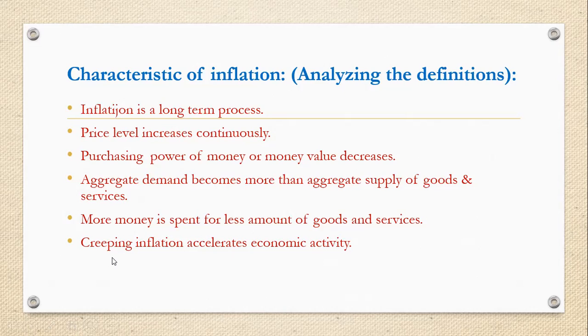So when price increases by 2 to 3%, that is a slow price increase, the rate of increment of price is slow, that is 2 to 3%. That type of inflation is called creeping inflation, and that accelerates economic activity, because when the price of products increases slowly, then more or less people can adjust with that increment, and it encourages investors to invest more, and so economic activity increases, and it increases the national income of the economy. So creeping inflation accelerates economic activity.